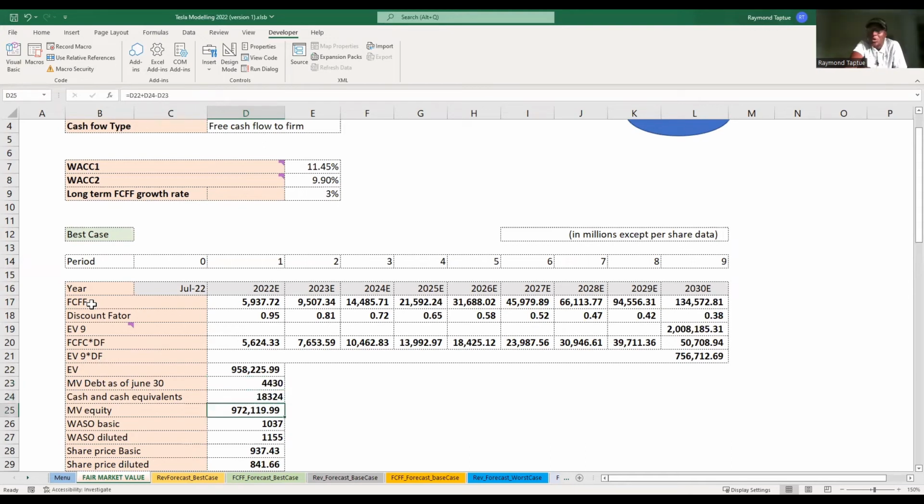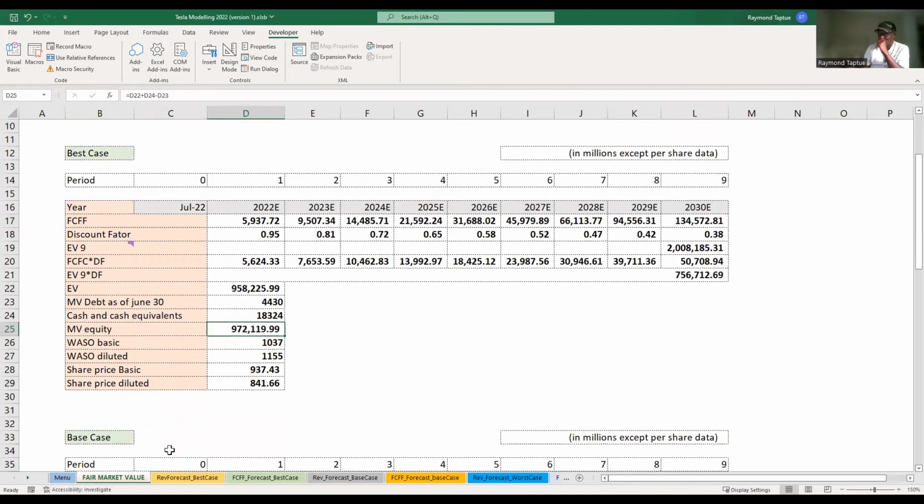Now I will make an adjustment for the market value of debt, and an adjustment for cash and cash equivalents, to determine the market value of equity of about 972 billion. Now, if I divide that using the weighted average stock outstanding, the basic one, I get the value for the share price of about 937. If I divide it using the diluted value, I get about 841.